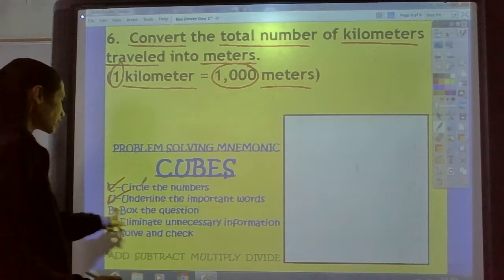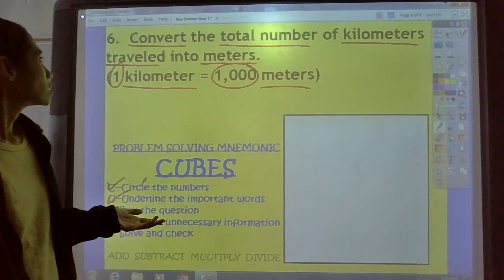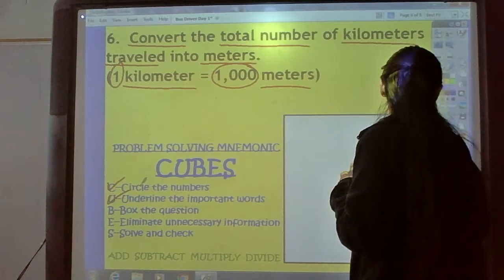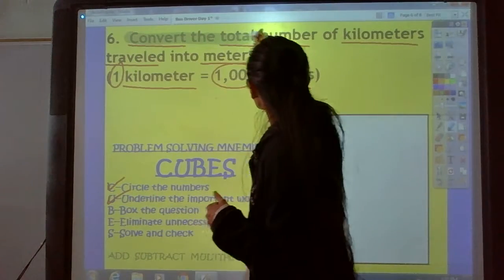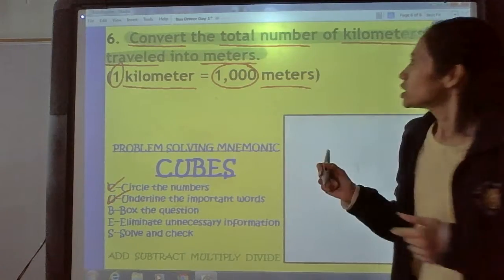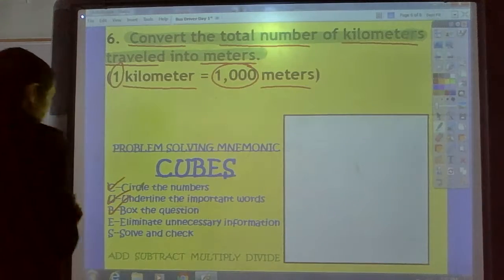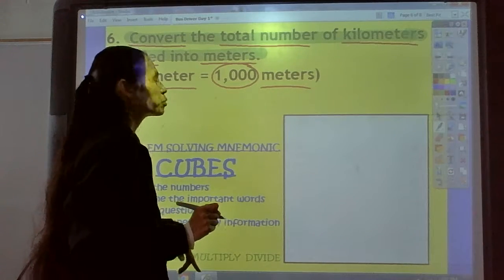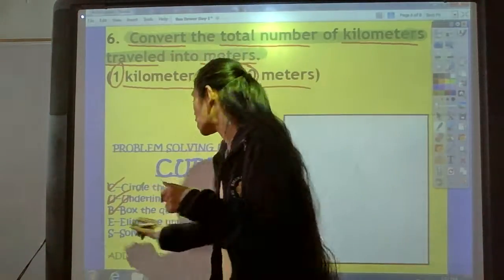We're done with that. The next part, box the question. Where's the question? There's no question mark, but it does tell you what to do. Now, instead of boxing it, I am going to highlight it. Convert the total number of kilometers traveled into meters. Check. E in the CUBES mnemonic device: eliminate unnecessary information. Well, we pretty much underlined and circled and highlighted everything, so there's nothing unnecessary. We need everything.